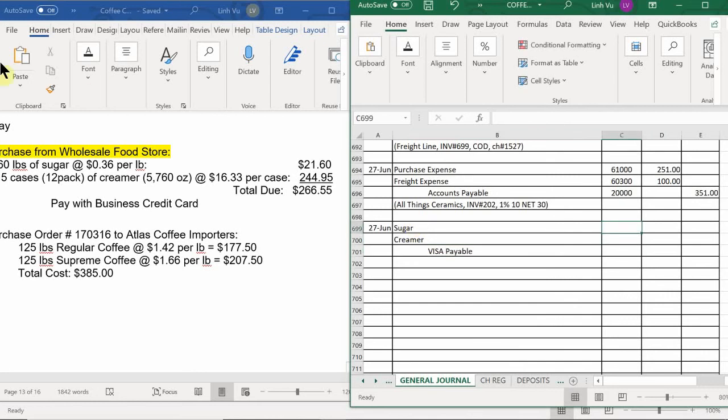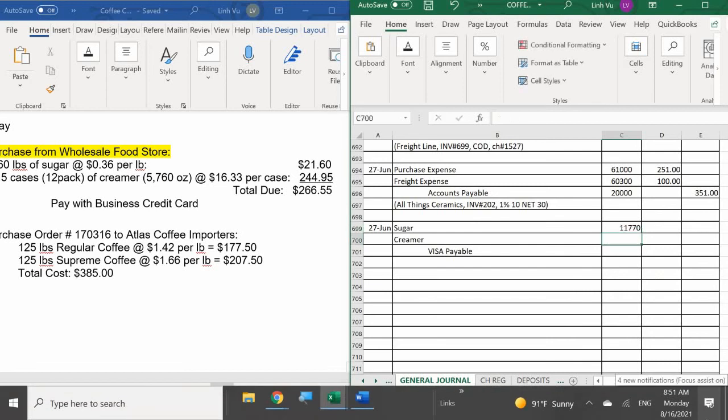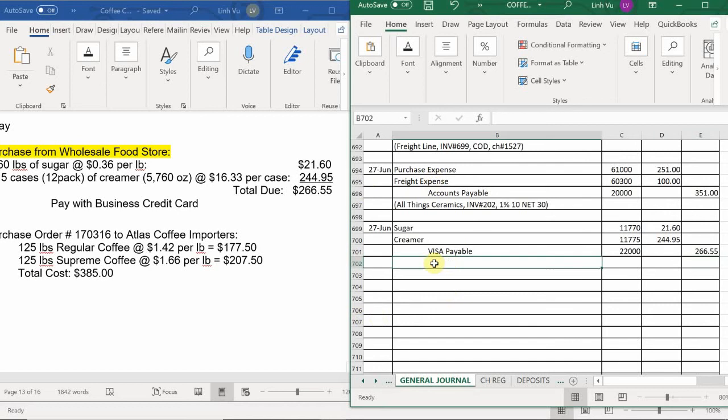Okay. Account numbers. Go ahead. The account for the sugar is 11,770. For the creamer is 11,775, and Visa payable is 22,000. Good. So what amounts are going to go in what? Your debit amount for your sugar is 21.60. Your debit amount for the 15 cases of cream was 244.95, which will give you a total of 266.55. Excellent.